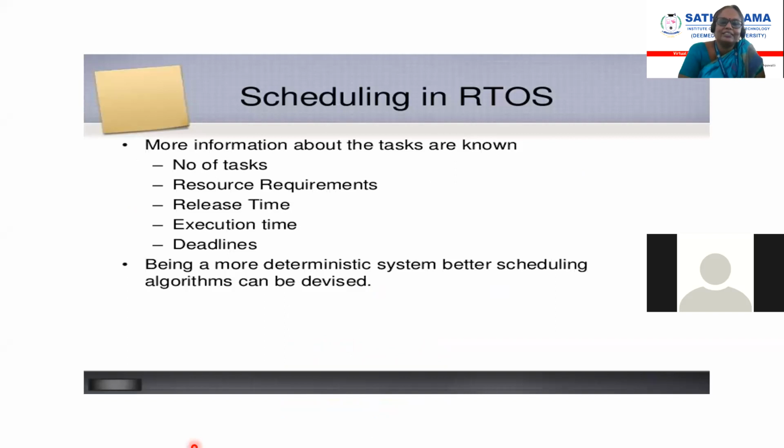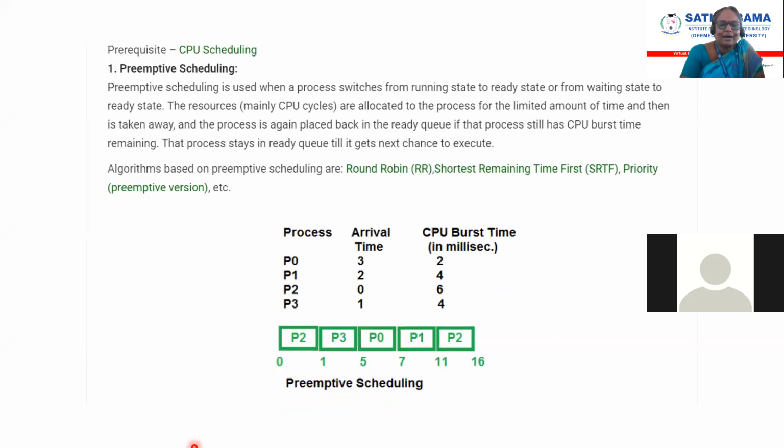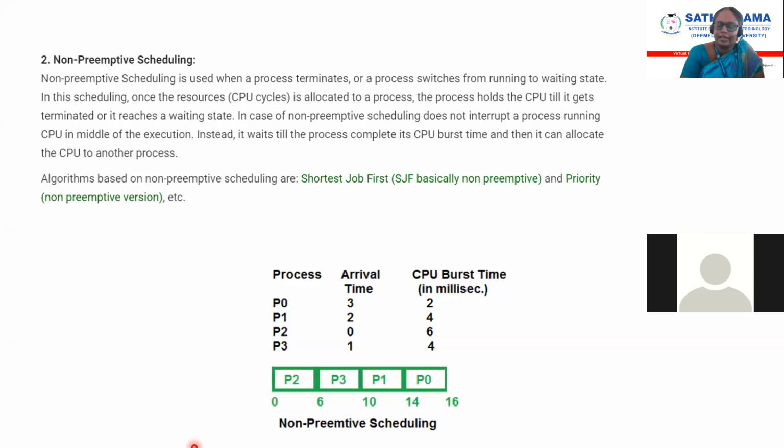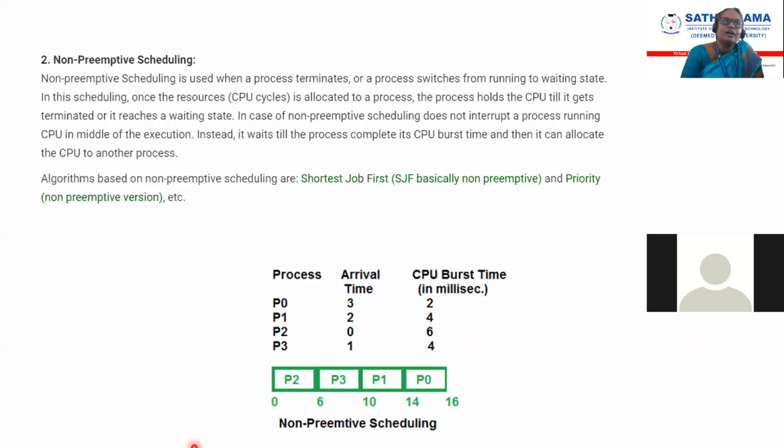The next one is scheduling in RTOS. I think you have understood preemptive and non-preemptive algorithms. In non-preemptive, once it completes the entire cycle, only then will it go off. But here it is not like that. Here it is the preemptive algorithm, because non-preemptive is used in non-real-time systems, and preemptive is used in real-time systems only.